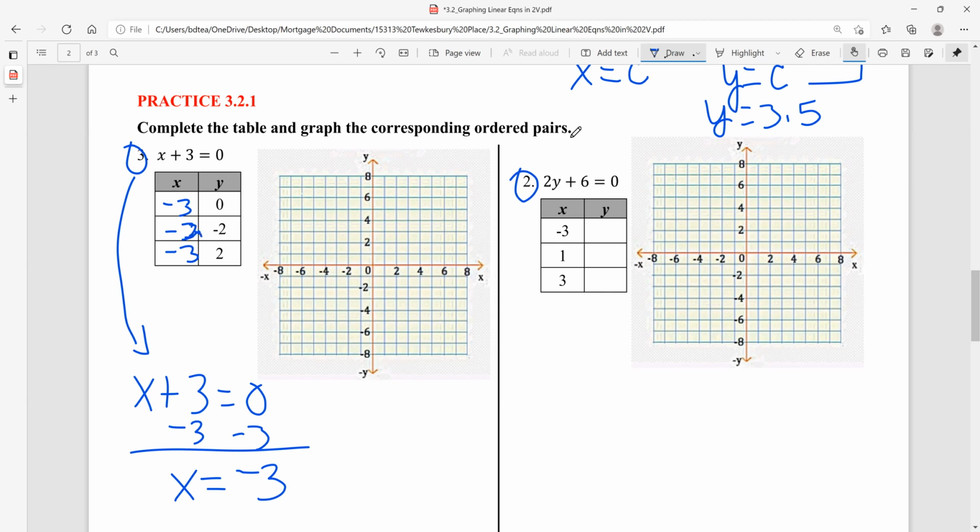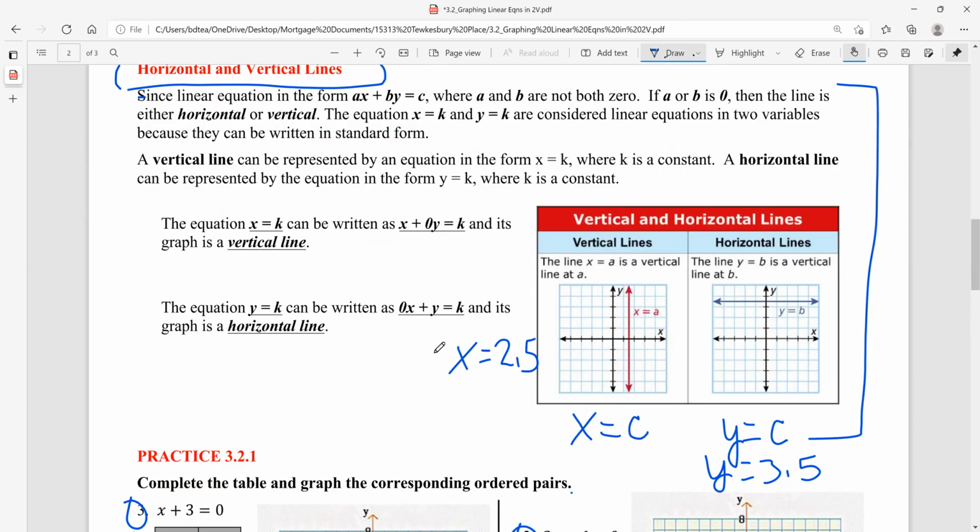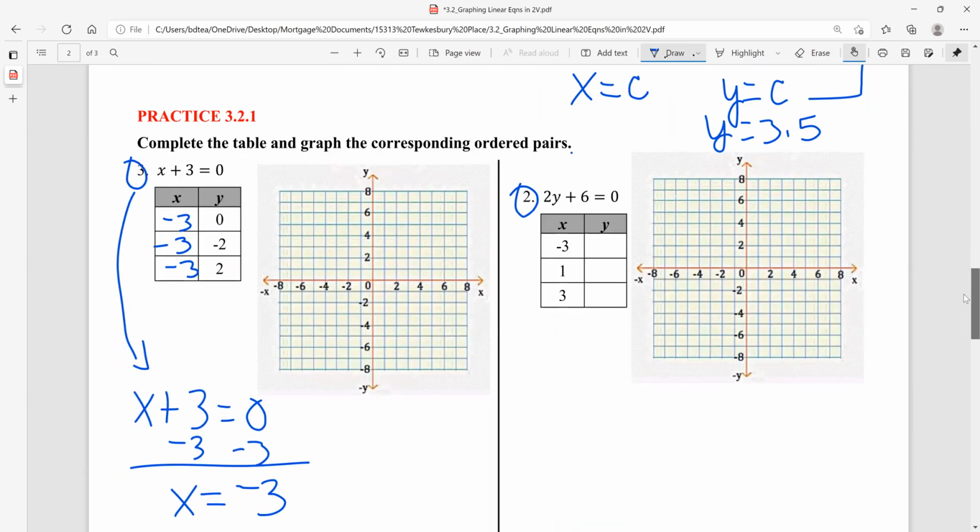And if you remember what I just said, whenever x is a constant, even before we graph it, we should start becoming familiar with what kind of line it's going to be. When x is constant, this is going to be a vertical line. So let's plot the points to verify it.